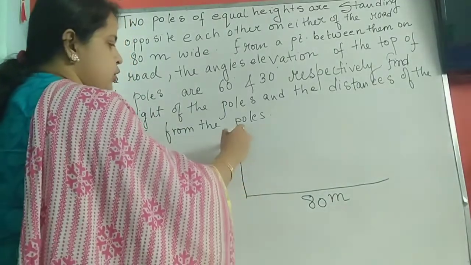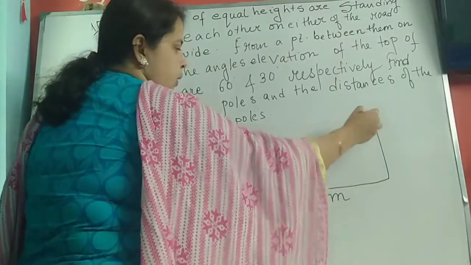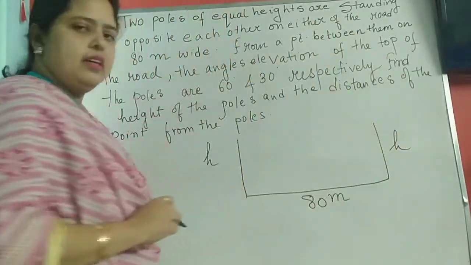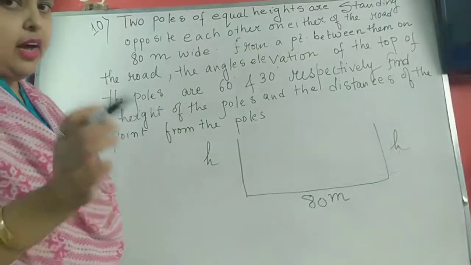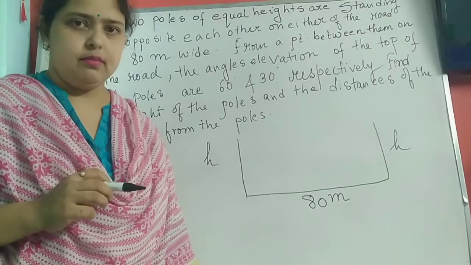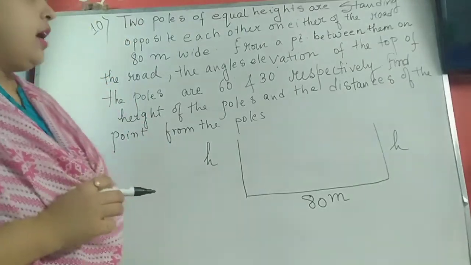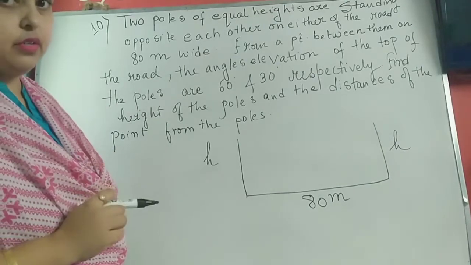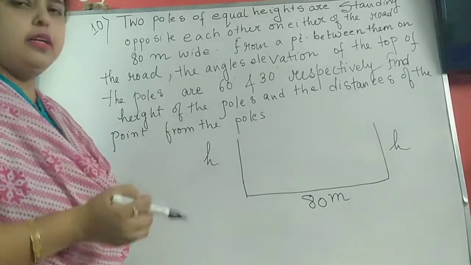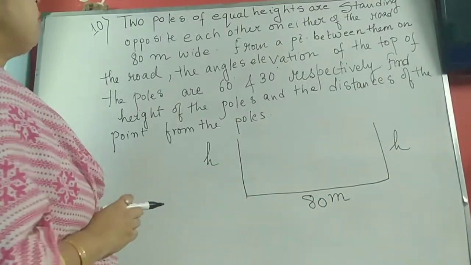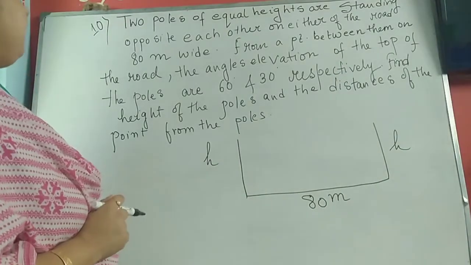So let's make two poles of equal height. You all will be drawing by using a scale and pencil. I should not find any figure in pen. Please remember that, otherwise I will not give you full marks for the figure even if it is right, because if there is a mistake, you can rectify it if you are using a pencil. Now, from a point between them on the road.